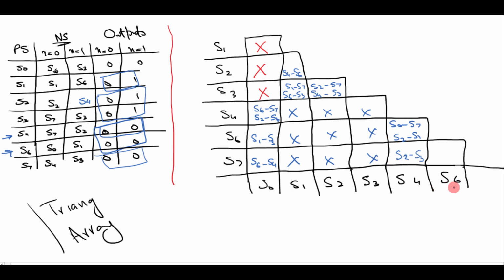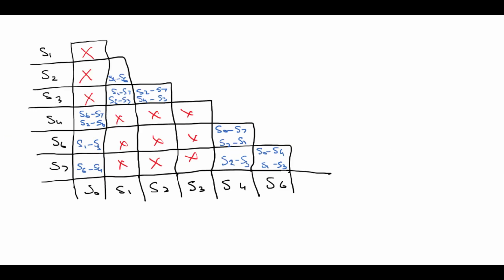Now come to this last state, S6, and we can only compare it with S7. So S6 and S7 have the same outputs. They can be equivalent only if S0 and S4 are equivalent, and S1 and S3 are equivalent. Now your triangular array is complete. Let us analyze our triangular array further.